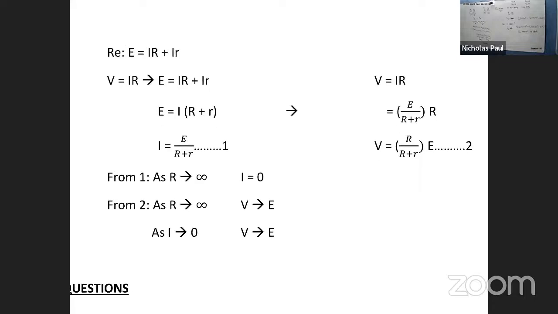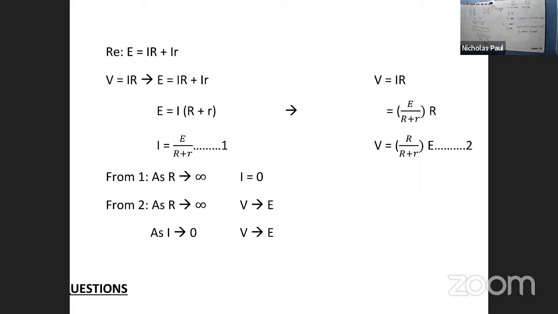Just one thing I want to show you here. Watch this. If we use the formula and make I the subject, it looks like that. Watch closely here: as R goes to infinity, what will happen? As the denominator goes to infinity, current goes to zero. And we know that when current goes to zero, V is equal to E. Is that clear?